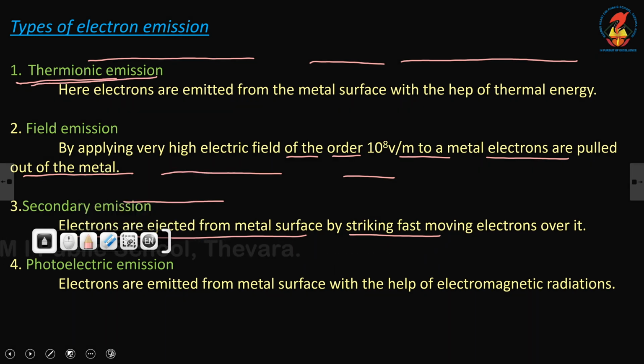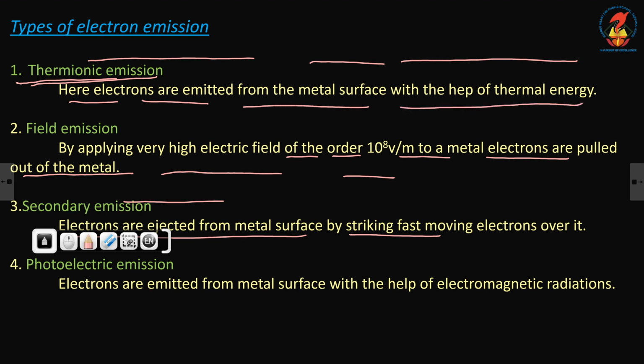The first one is thermionic emission. Thermionic means thermal energy. By heating the metal, the electrons are emitted from the metal surface with the help of thermal energy. Now, the second is by applying a high electric field. By applying a very high electric field of the order of 10 raised to 8 volt per meter to a metal, electrons can be pulled out of the metal surface.